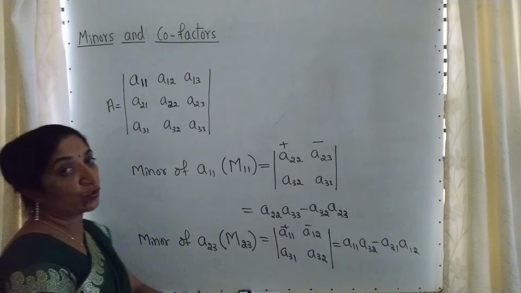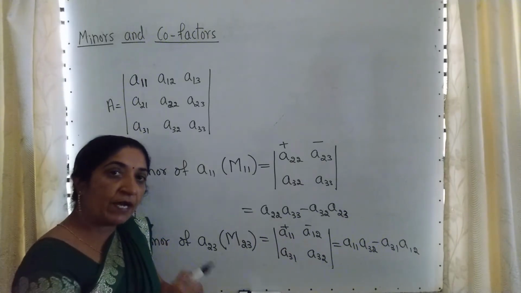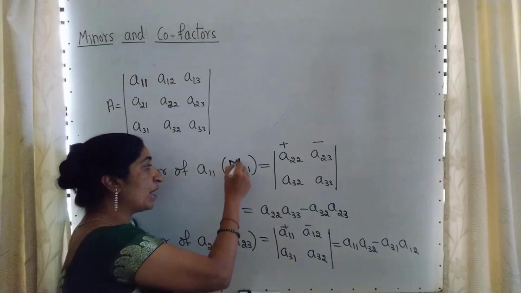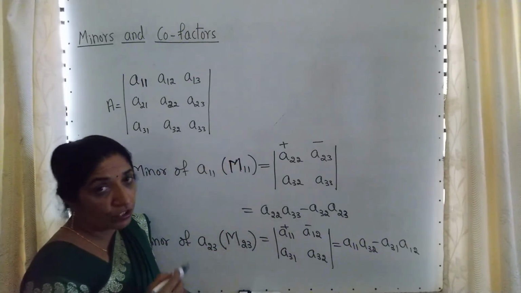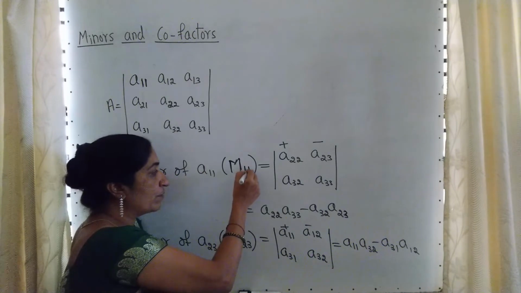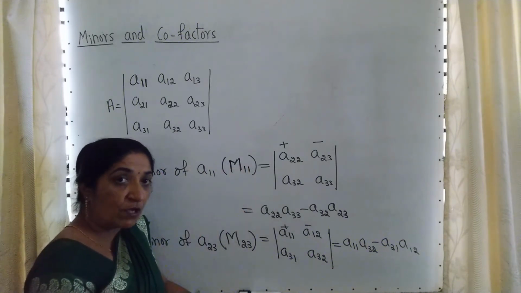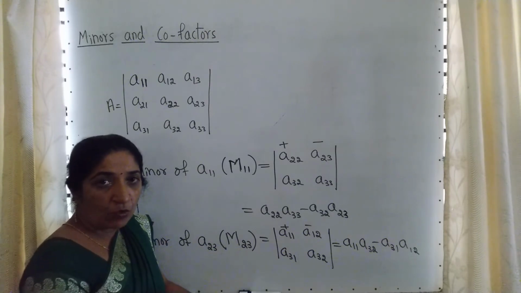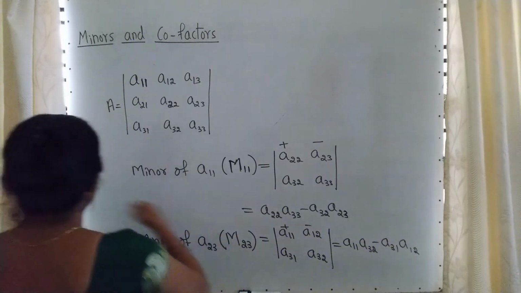So what you understood is how to write the minor and what the symbol for the minor is: capital Mij, where i is for row and j is for column. So here 11 means it lies in the first row and first column, and for that element you are writing the minor. Is it very simple or what? Now I am moving to the definition of minor.